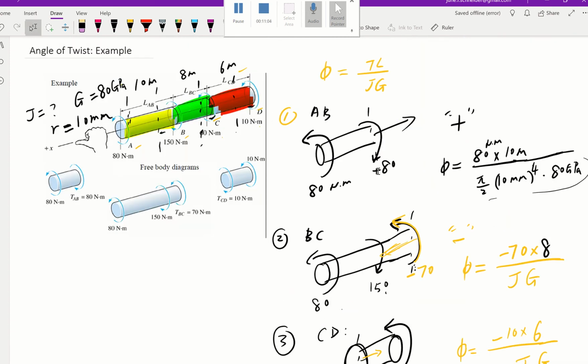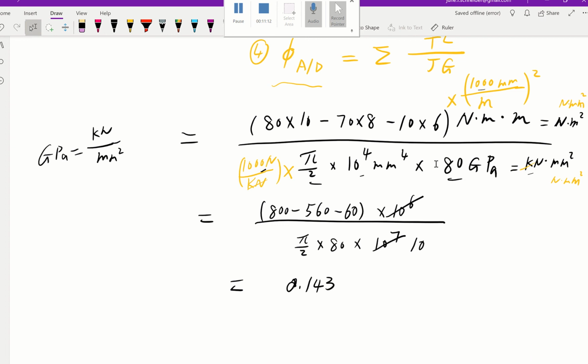So hopefully you have a better understanding of how to solve angle of twist. And again, the sign convention matters here. The tricky part might be the unit conversion. Just pay attention to them.